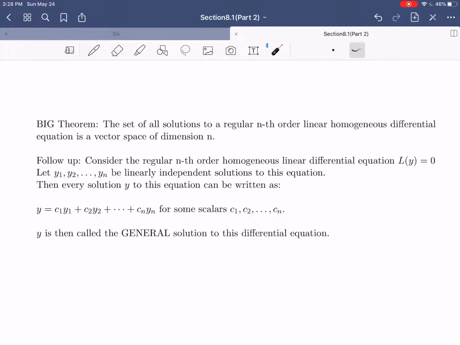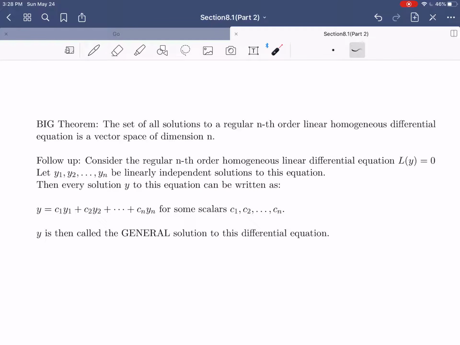Let's consider that we have a regular nth order homogeneous linear differential equation phrased in terms of L of y equals 0, with L being that general linear differential operator. Let y1 through yn be linearly independent solutions to this homogeneous differential equation. Then every solution to this equation can be written as y equals c1y1 plus c2y2 plus through cnyn for some scalars c1, c2 through cn. Now, how do we know that this is the case?